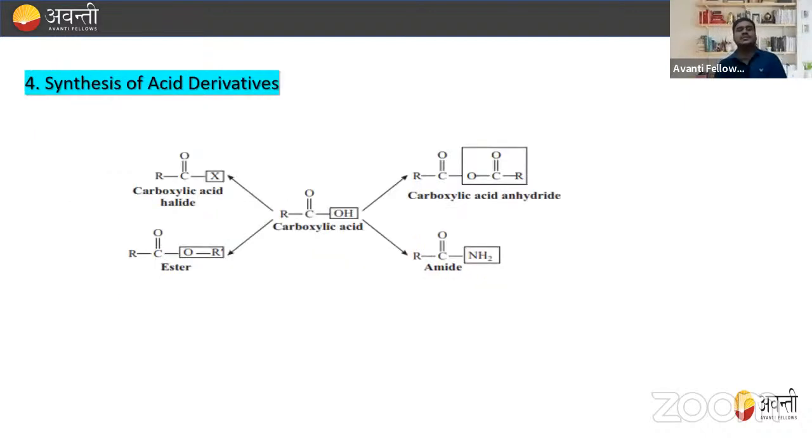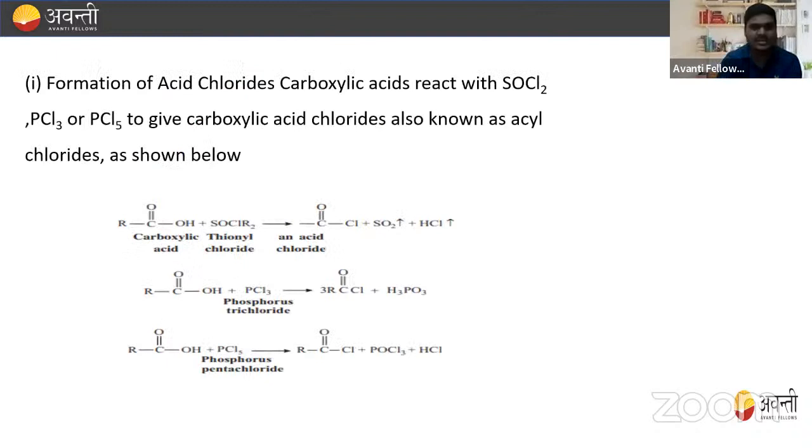So let's see the synthesis of acid derivatives. Like we have a carboxylic acid, from carboxylic acid we can derive carboxylic acid halide, ester, amide, and carboxylic acid anhydride. So from the carboxylic acid, we derive acid derivatives like carboxylic acid halide, ester, amide, and carboxylic acid anhydride, right? So let's see the formation of acid chloride.